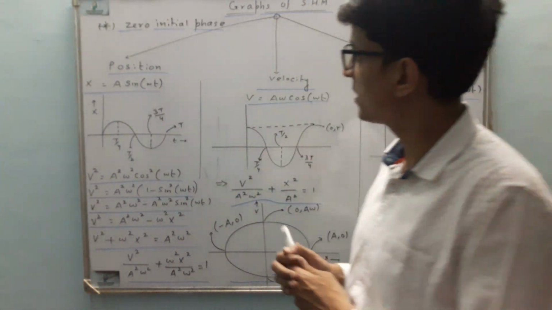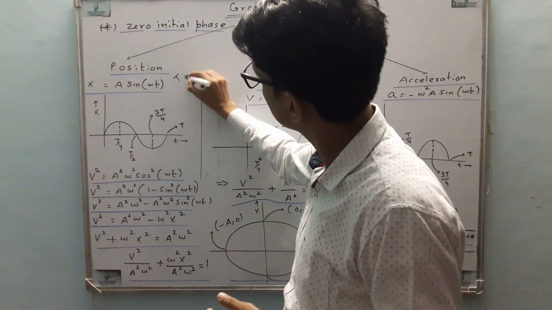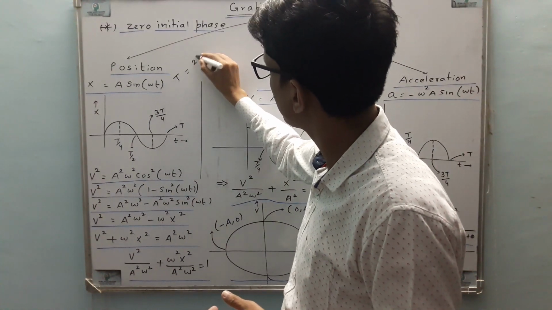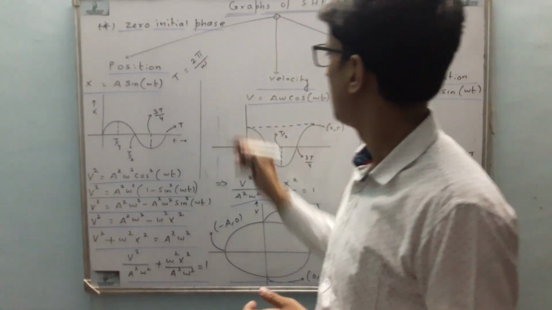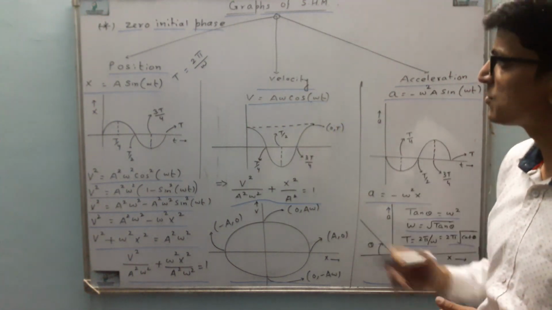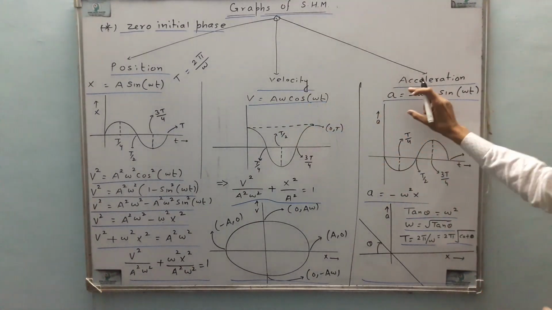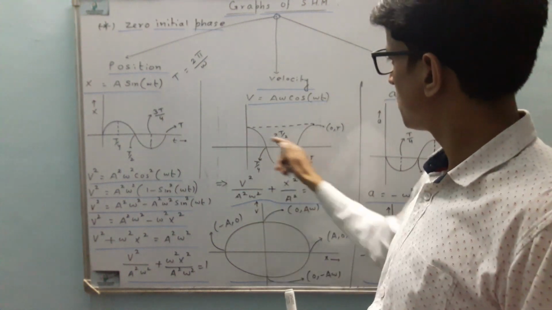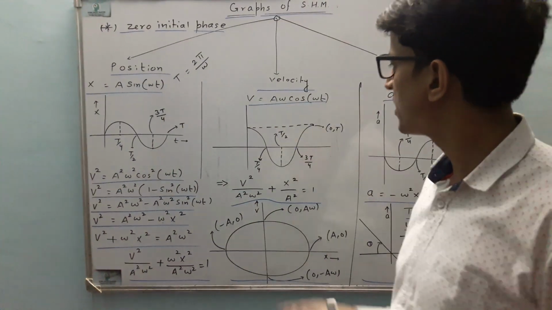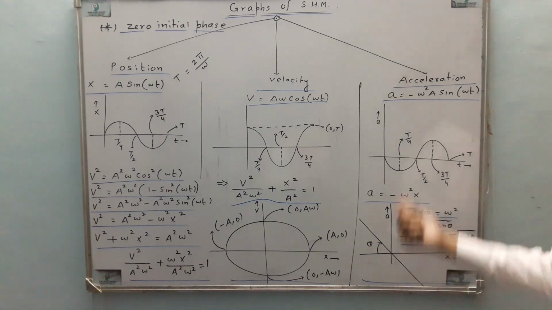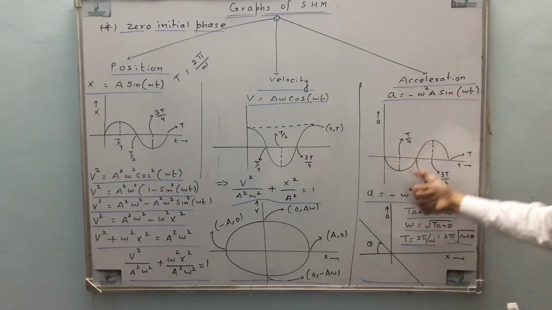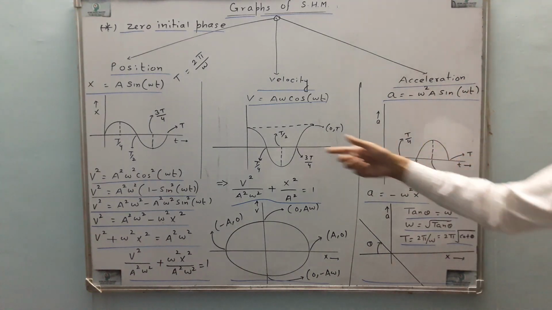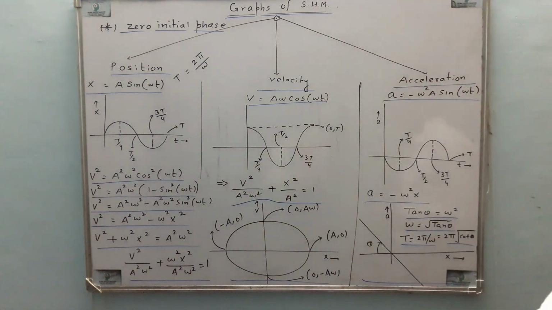Here T is the time period of SHM, which is equal to 2 pi by omega. Velocity is obtained by differentiating that, so you will get a omega cos omega t, and acceleration is minus omega square a sin omega t. So the graph of velocity will be a cosine curve. You can easily draw that. The graph of acceleration will be a negative of the sine curve. This will just take a reflection about the t-axis.